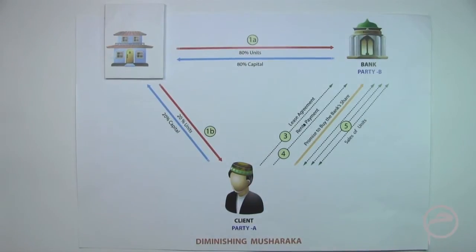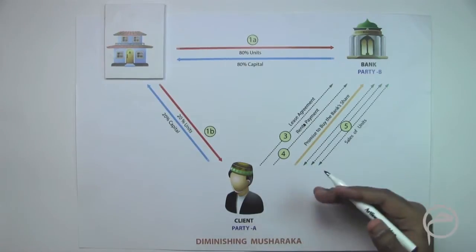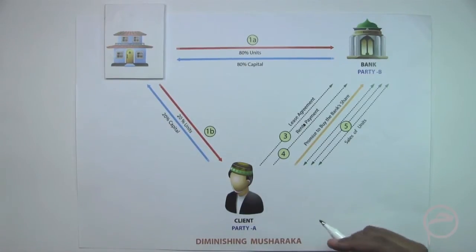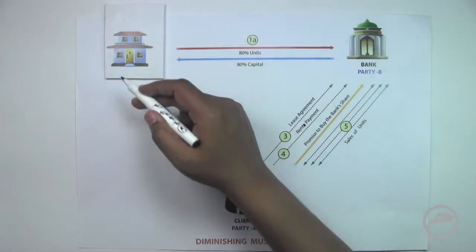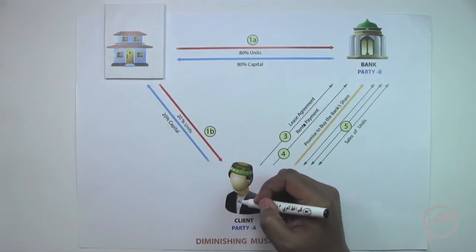Let us now discuss diminishing musharaka. The word diminishing is used because the ownership of the bank on a gradual basis goes on decreasing, and hence it is diminishing. Why is it called a musharaka? Because the property or the asset is jointly owned both by the bank and also by the customer.